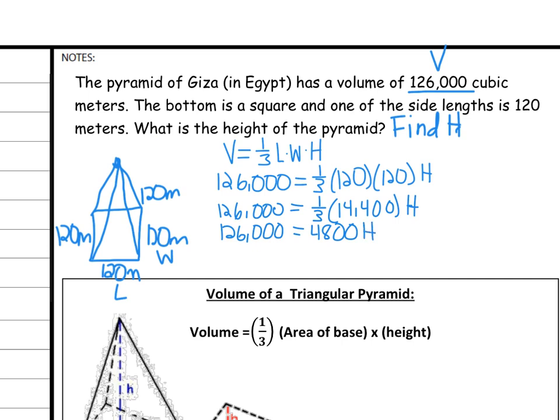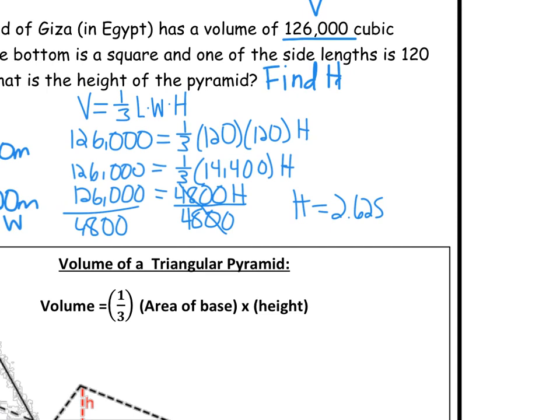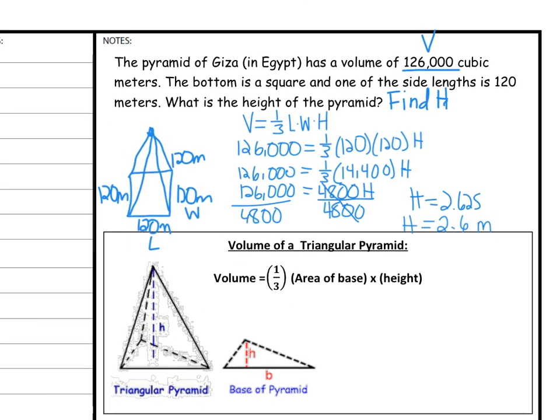And now to get H by itself, I need to get rid of 4,800, and since it's multiplied, I need to do the opposite, so I need to divide. So I'm going to divide both sides by 4,800 so that those can cancel out, turn into 1, and H will be 2.625, is what my calculator told me. We're used to rounding to the nearest tenth, so I'll write that it's 2.6, and my units have been meters. So that would be my answer to find the height for that word problem.